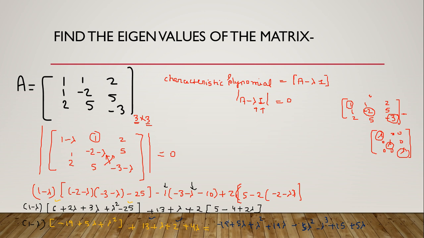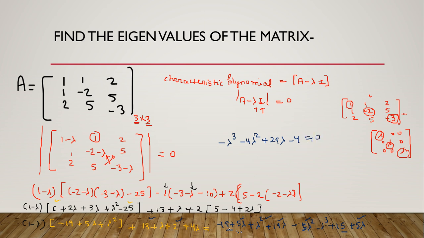Correct? So if I simplify it more, the highest degree is minus lambda cube, then minus 5 plus 1, minus 4 lambda square, then 5 and 19, this is 19, right? 19 and 5, 24, and 5, 29 lambda, and then minus 19 plus 15 is minus 4.